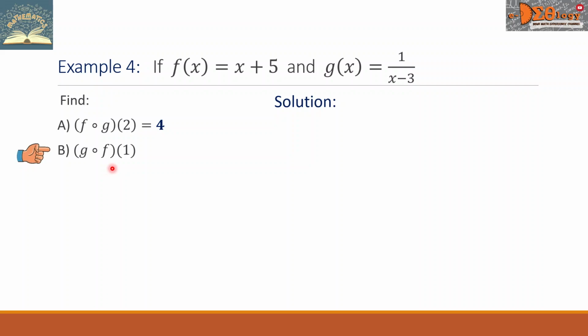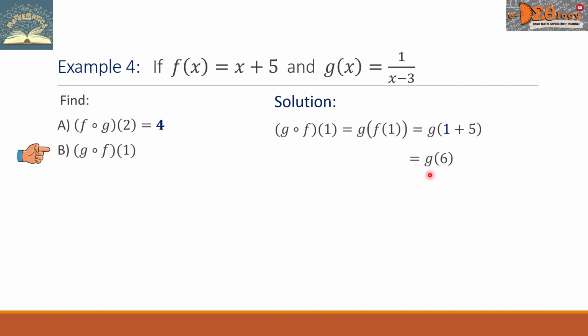G composite f of 1. We can rewrite this as g of f of 1. Let us now evaluate this f of 1. Our f of x equals x plus 5. So we change this x by 1 for the f of 1. So we have the g of 1 plus 5. And the sum is 6. So we have here g of 6.